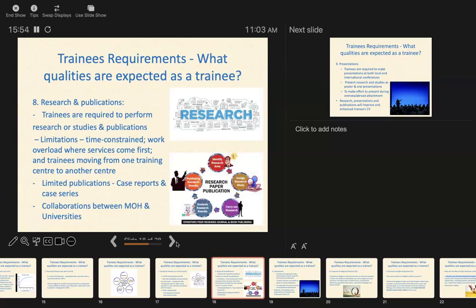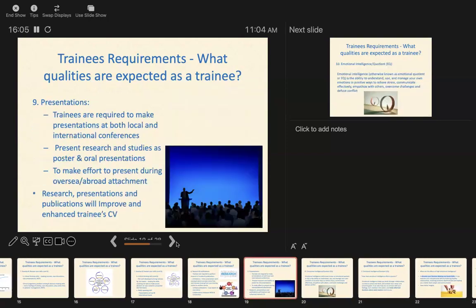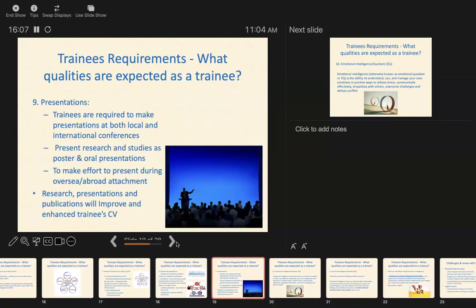And it's good if we have some kind of collaborative study between ministry and the university if there are such studies. But it's part of the essential requirement for training to do this. Okay, and yes, presentation, be it at local conference, international conferences. So when you actually, if you feel to pay your pocket money to go and attend the conference, we have to pay the flight, accommodation.